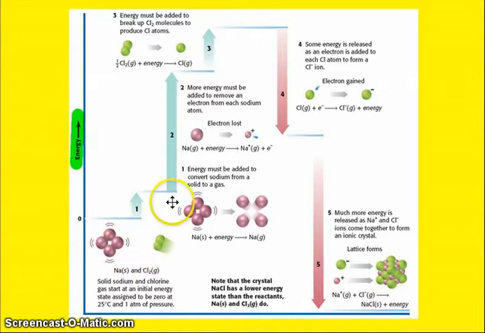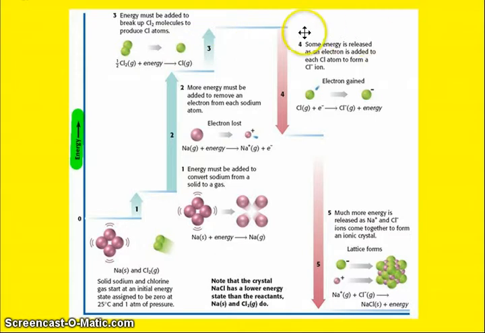When we add a little energy, we do this to convert sodium from a solid to a gas. The sodium loses its valence electron, and then a little more energy is put in to break up the chlorine molecule so we can get single chlorine atoms. So we have an energy investment there.